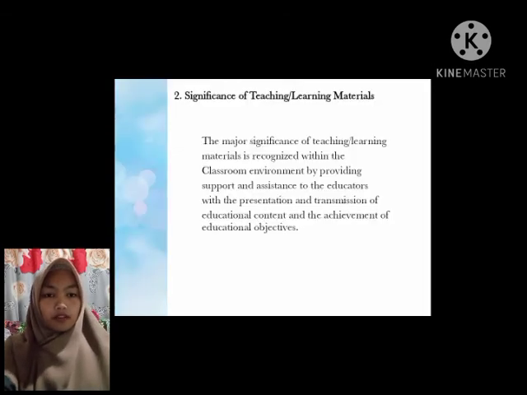Okay. Next, significance of teaching learning materials. The major significance of teaching learning material is recognized within the classroom environment by providing support and assistance to the educator with the presentation and transmission of educational contents and the achievement of educational objectives.